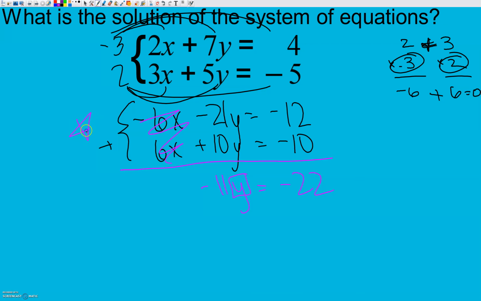And once we get to this step here, it's the same as we did in the last example. We solve for a variable and then substitute it in to solve for our second variable.